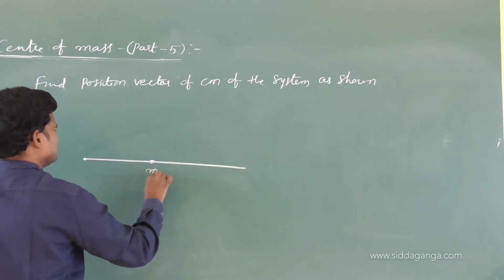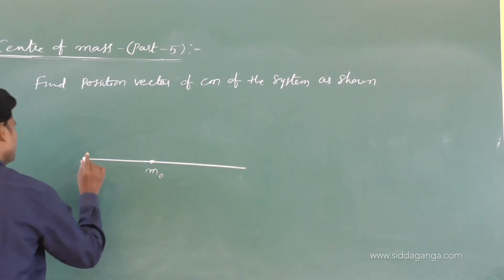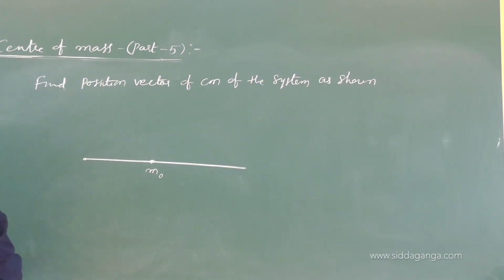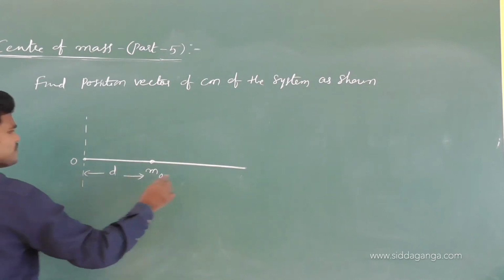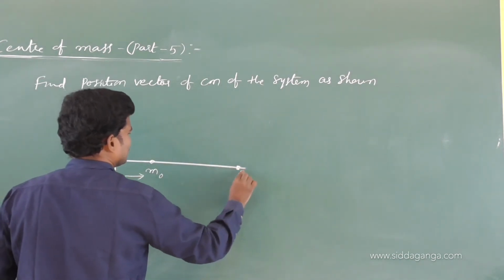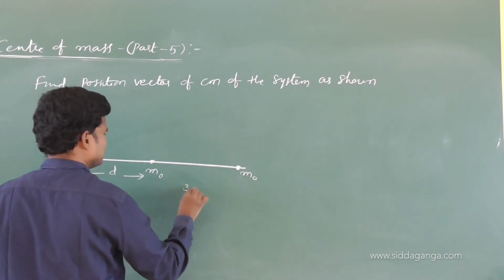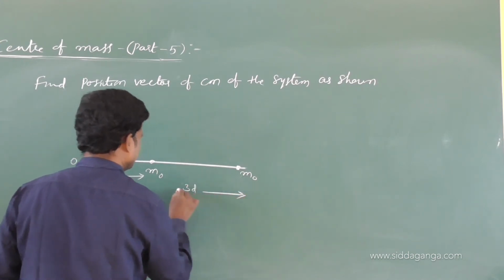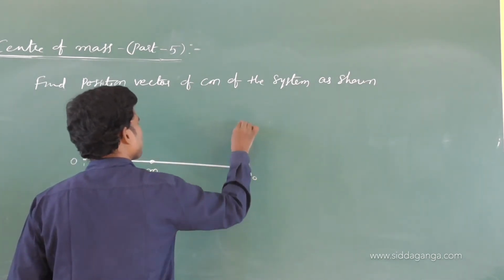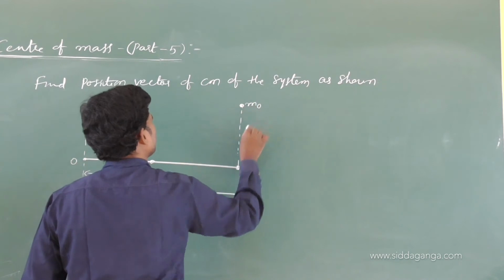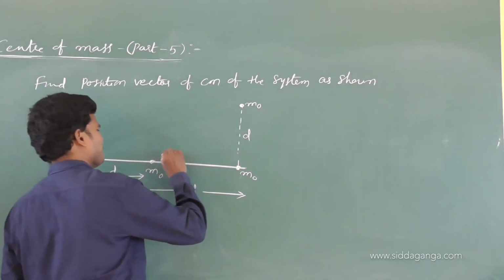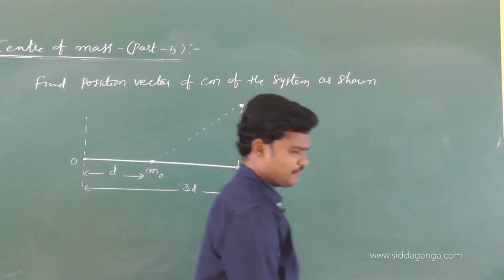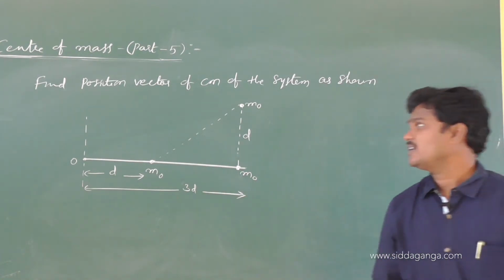Here one particle whose mass is m naught is at a distance d. One more particle, whose mass is also m naught, is at a distance of 3d. This third one is also m naught. Yeah, they gave this diagram. Find the position vector of center of mass as shown in the figure.